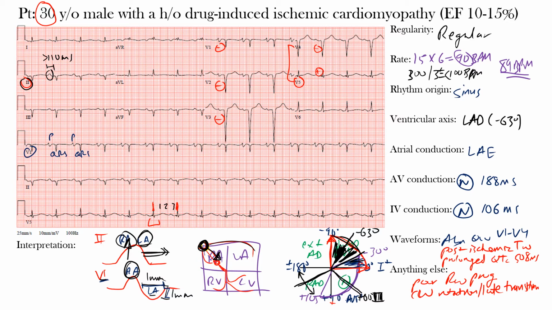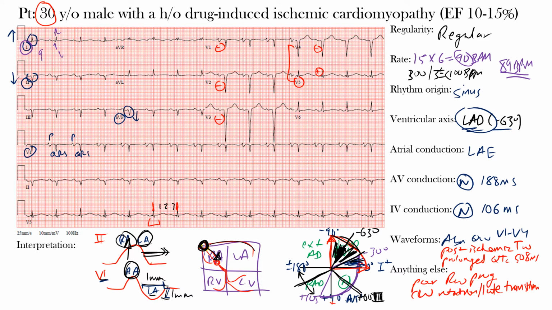Okay, so let's look at this here. Erasing what we were saying, what we said earlier is that we have leftward axis deviation at negative 63 degrees. So this is pathological. And what we saw was these positive upright complexes in lead 1. In lead 2, we see these negative complexes. And then in lead AVF, we also see these negative complexes. So another thing to note with this left anterior fascicular block is that we see these QR complexes in leads 1 and AVL. So here's lead 1. Notice that we have these small Q waves here and then these R waves.